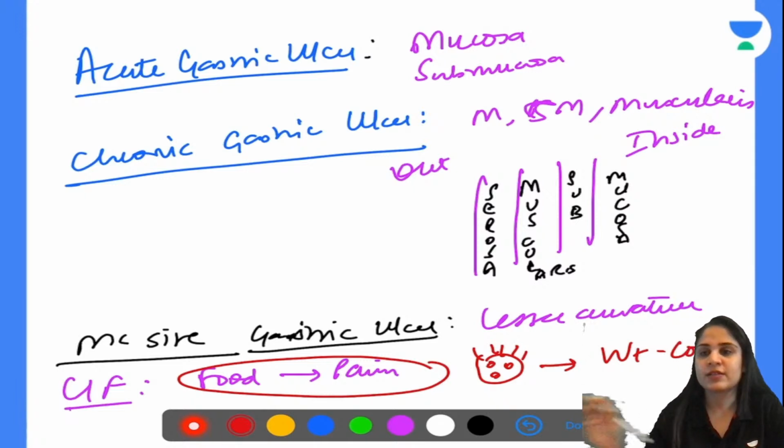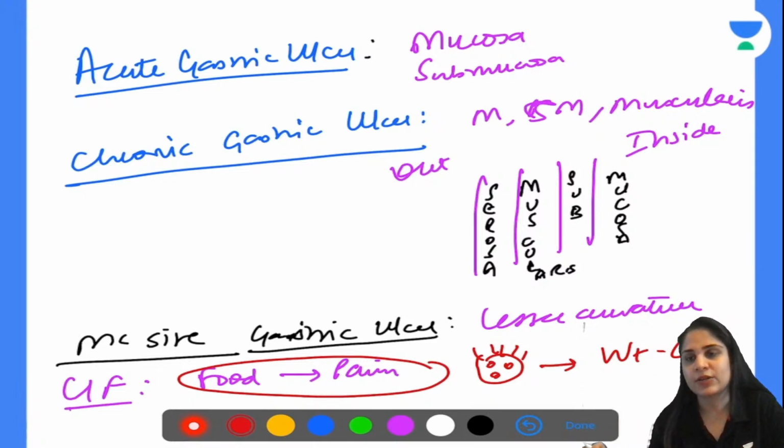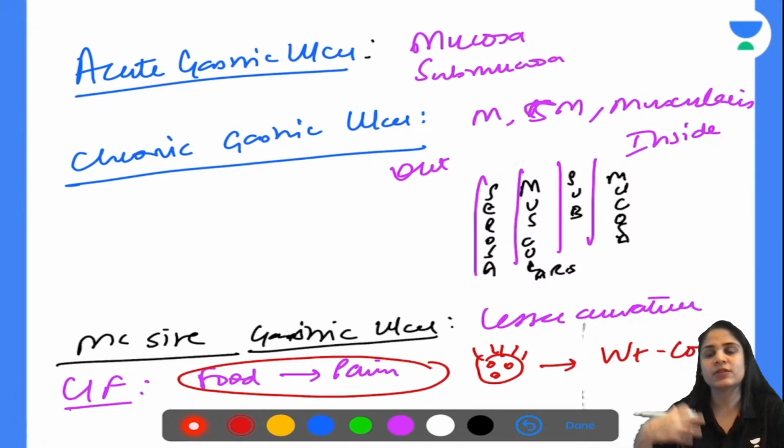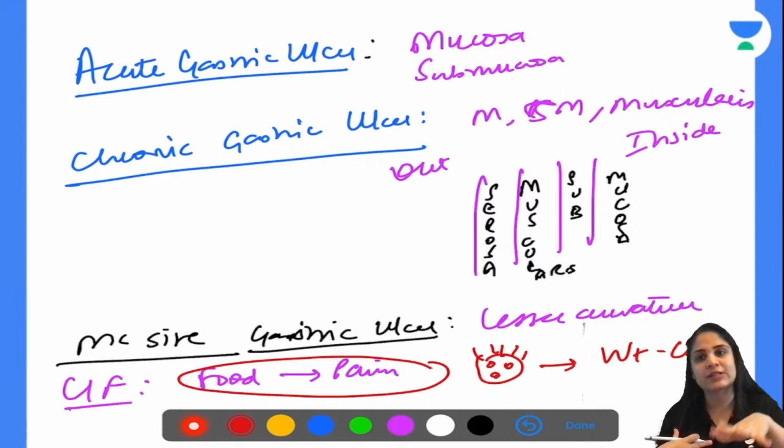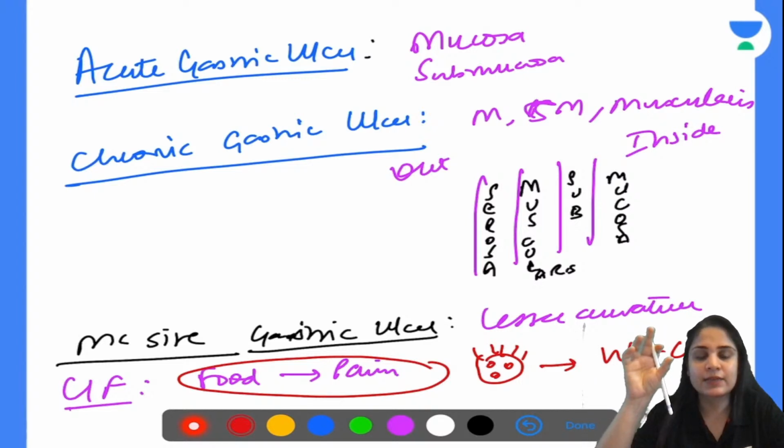Okay. So this is the main difference between gastric ulcer and duodenal ulcer. In duodenal ulcer, on eating the food, the patient will feel better. The pain will actually reduce. So he will eat more and more food, and that's why he will have weight gain. Okay. On the other hand, in gastric ulcer, you will have weight loss because on eating food, the patient will get pain. Okay. Now, the next thing that they will ask you in the exam is, what are the complications?